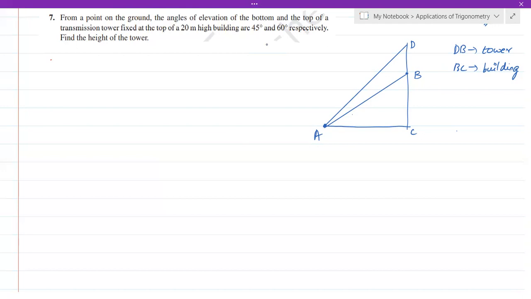Now, if it is observing the bottom of the tower, obviously the smaller one will be 45 degrees. Very clearly, we can write it. And the bigger one will be 60 degrees, isn't it? And remember, the building will be perpendicular to the ground. Now, again, the same task. What here we have to find is BD, the height of the tower. We have to find this length. Let's take it as H. Let me denote it by a different color. So let's say this is H, the height of the tower.